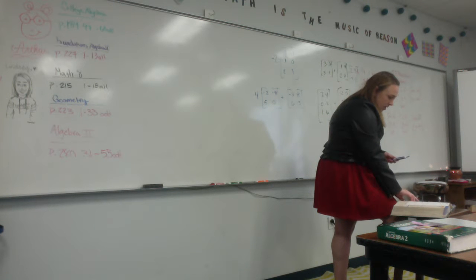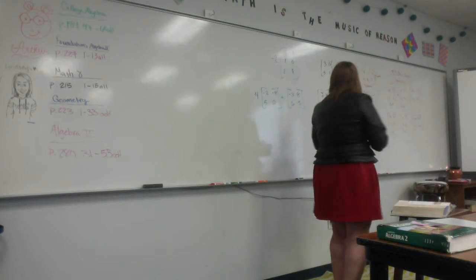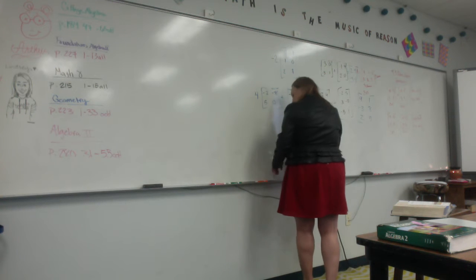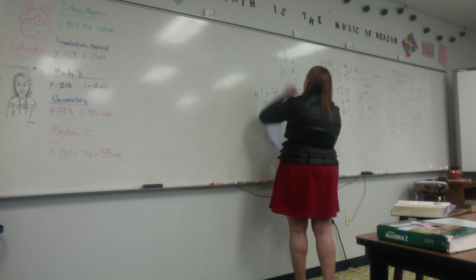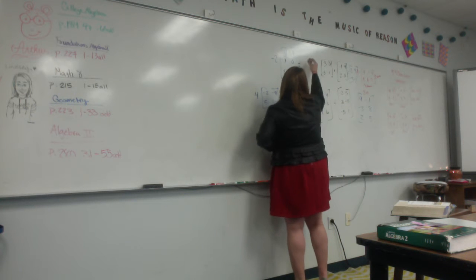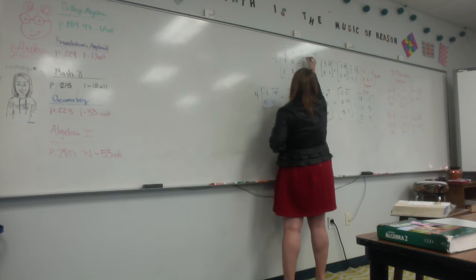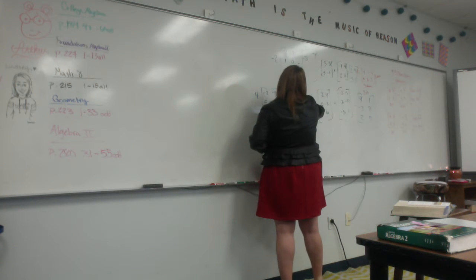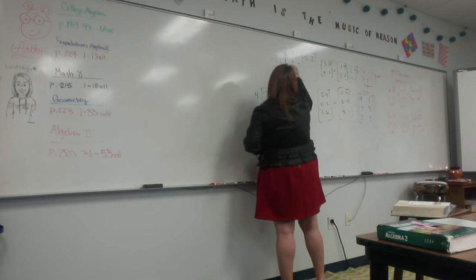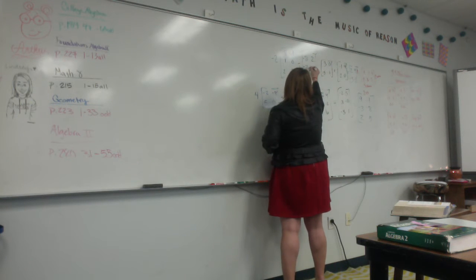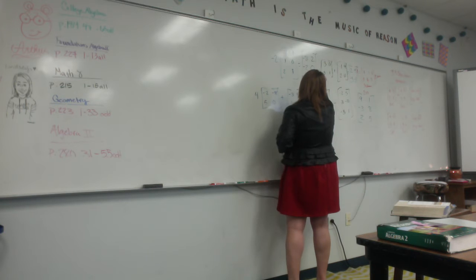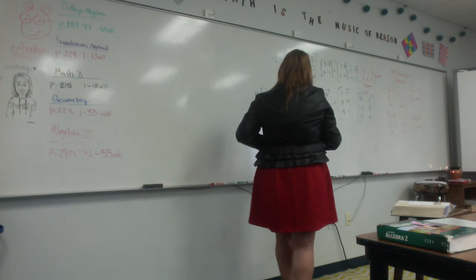Now let's talk about this right here. What do you think I would do to this matrix to solve it? You multiply each and every one of them by negative 2. Beautiful. What's negative 2 times 4? Negative 8. What is negative 2 times negative 1? Positive 2. Negative 2 times 1, negative 2. Negative 2 times 0, 0. Negative 2 times 2, negative 4. Negative 2 times 7, negative 14. Beautiful answer.